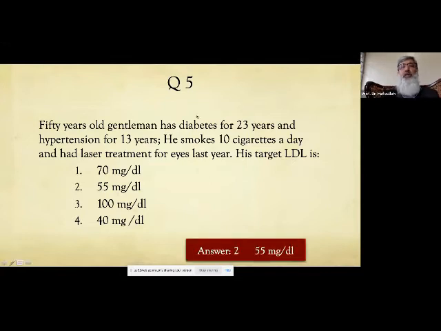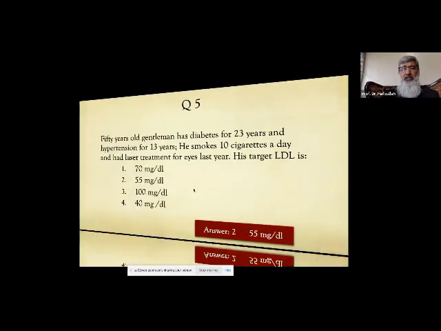Why? Because this is a diabetic with more than 20 years of duration, has three risk factors, hypertension, male, and smokes more than 10 cigarettes, and also has evidence of target organ damage. So in this patient, the target for LDL will be 55. Longer duration of diabetes, presence of additional risk factors, and evidence of target organ damage. So this diabetic needs to bring it down to 55.